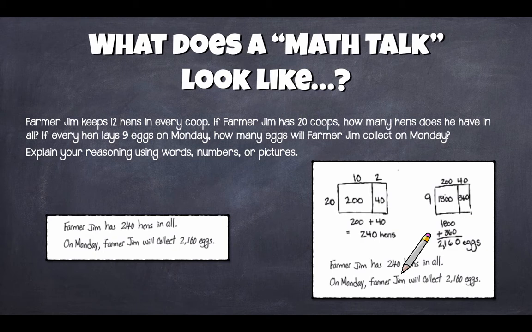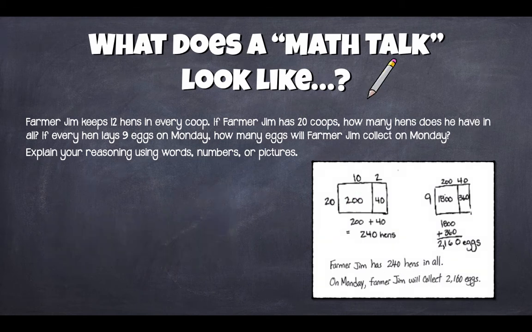But we want even a little bit more than this, okay? So in the math talk, this would look great as far as a visual goes, but we would also want that explanation, that kind of walk through the process like I did here. We took the 20 coops, multiplied them by the 12 hens in every coop, and that way we got 240 hens. Then we took that 240 hens, multiplied it by 9. I used the distributive property here in the area model to kind of help me do that. And when we do that, we get 2,160 eggs. And then we have the total answer here at the bottom.